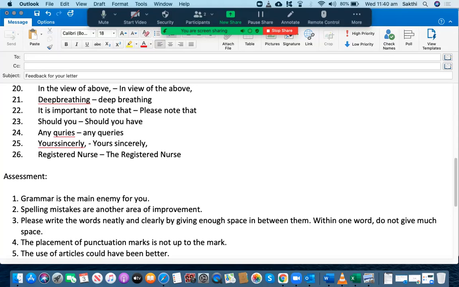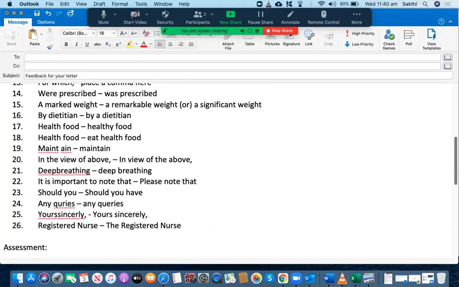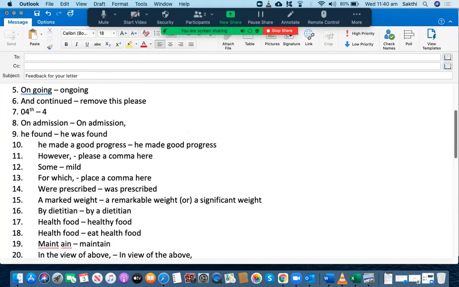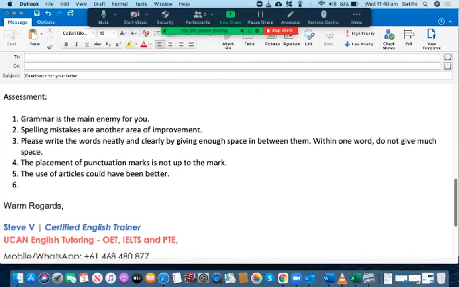For example, before the dietitian, you should have mentioned that. Okay, vocabulary could have been better, because I believe you have written down the same keywords from the case notes.